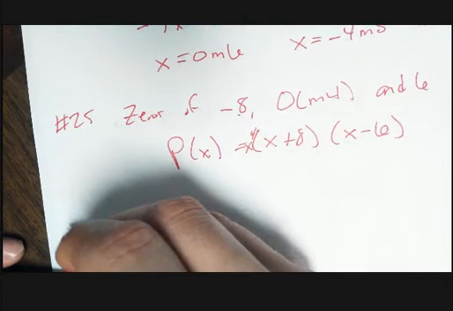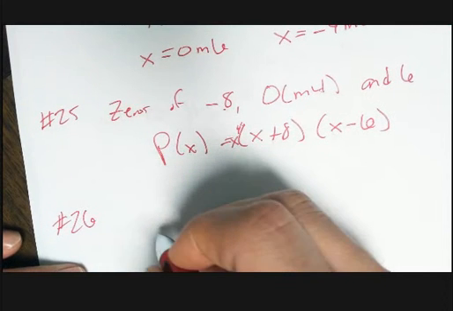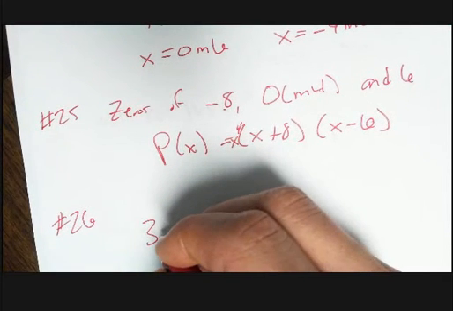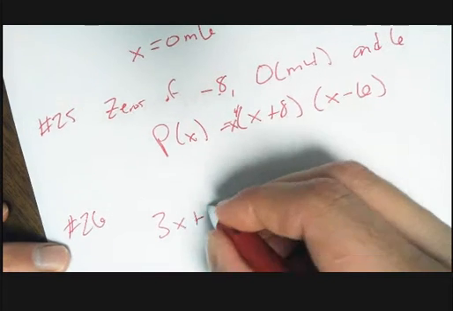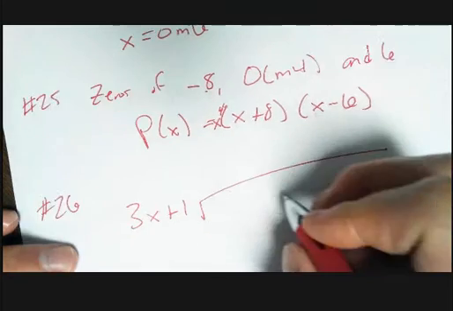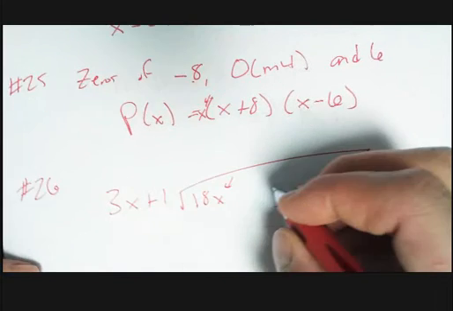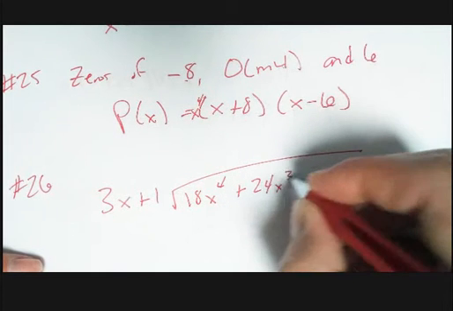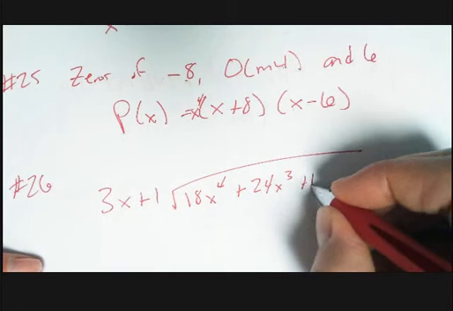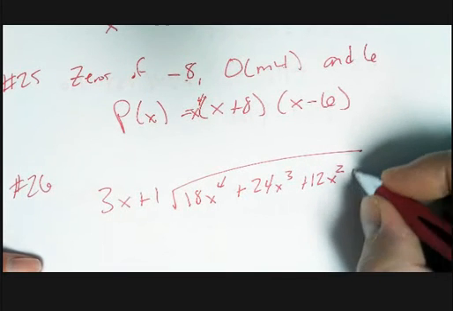Okay, 26 is all about long division, so we're going to take our factor. And we're going to use long division to divide that factor into this polynomial right here. And the key to these is always to keep them in numerical order from highest degree to lowest degree.